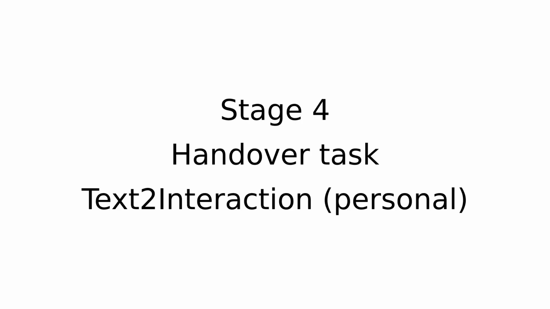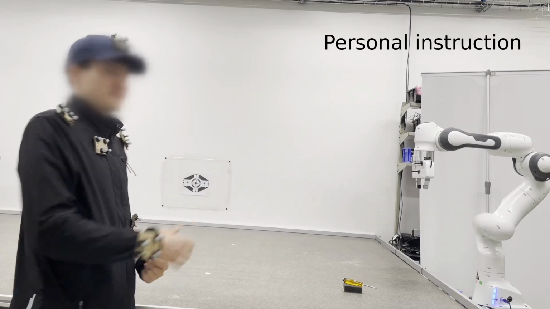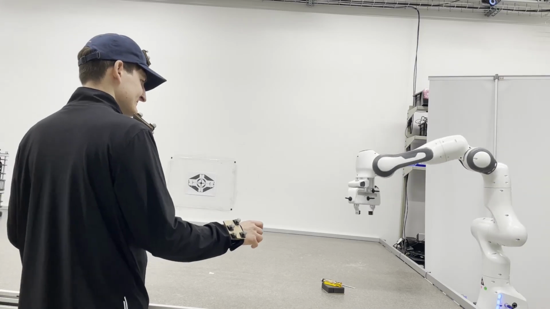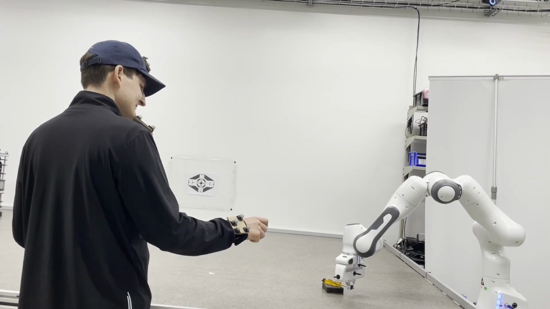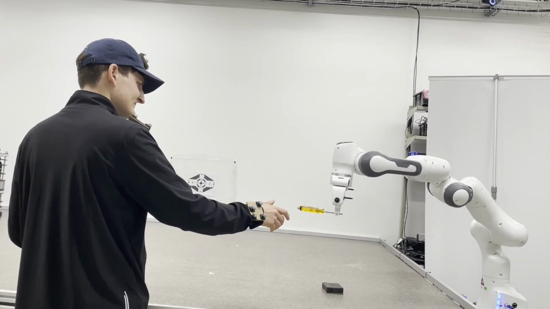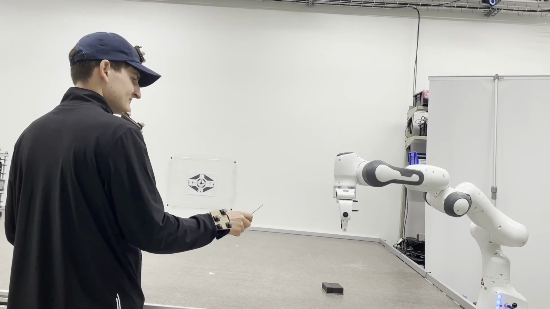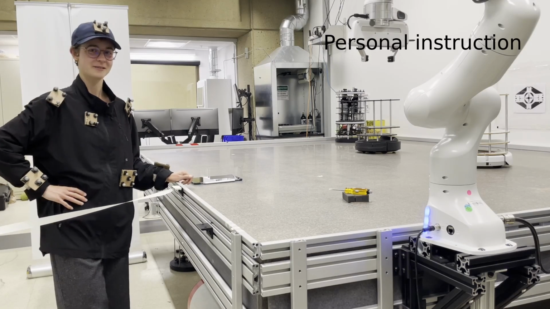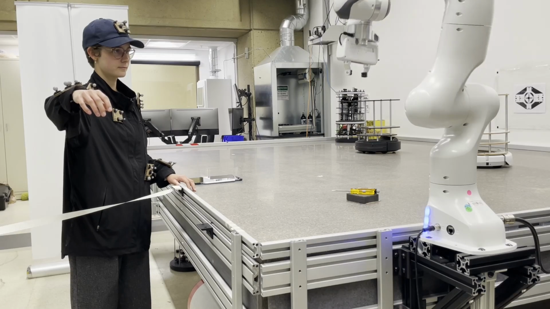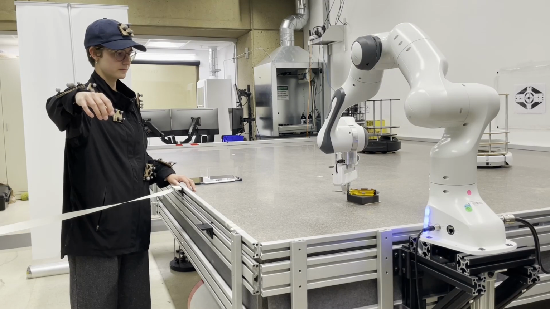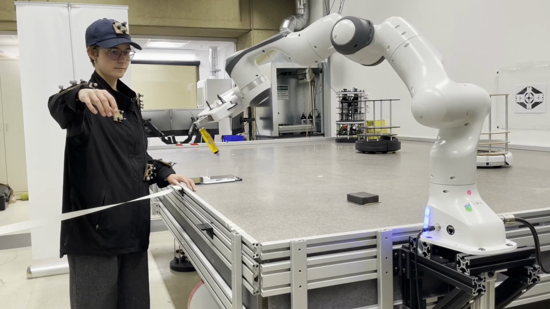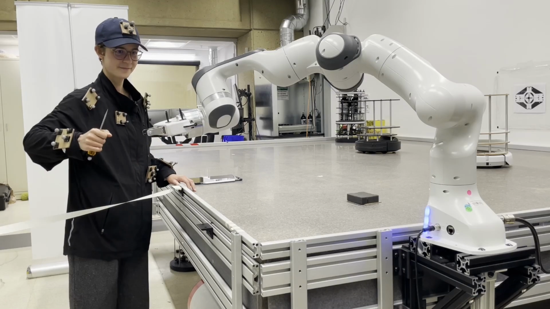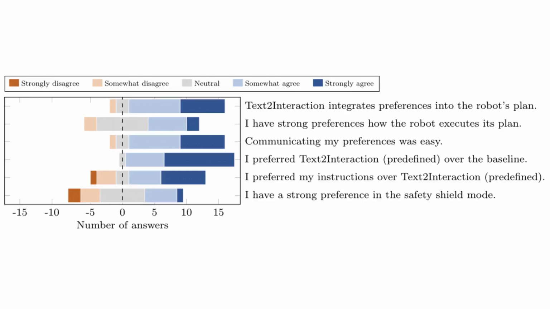In the final stage of the experiments, we asked the participants for their personal instructions for text-to-interaction. The screwdriver should be a little bit closer to me because that was quite far away. Can you make sure that the handle always points downwards and that the robot still gets close to me? The results of our user study clearly show that the participants enjoyed working with text-to-interaction and preferred it over the baseline.